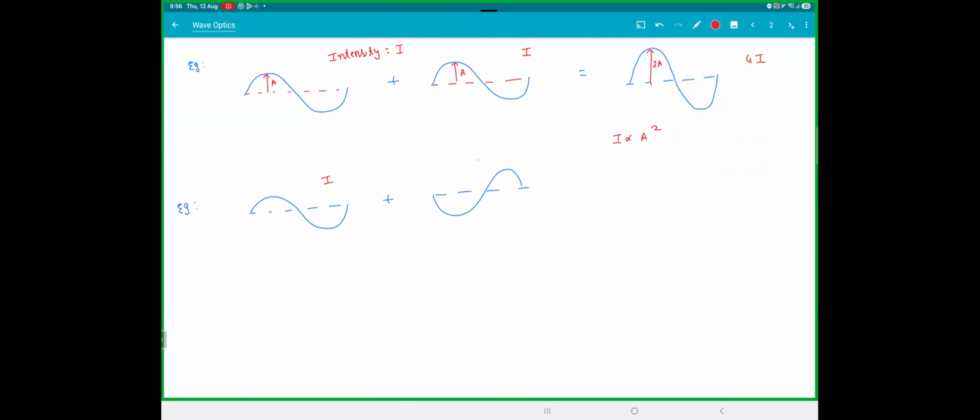Here, if you add two waves of intensity I and intensity I, you will get flat. Here, the intensity becomes 0. Did you see here? So when you add the intensity I plus I, sometimes you can see 4I, sometimes you will see 0, sometimes you'll see anything in the middle. This is the property of a wave. Waves behave like this.